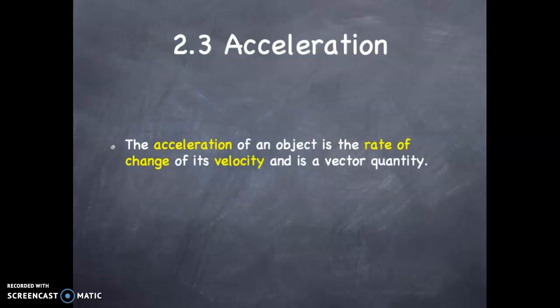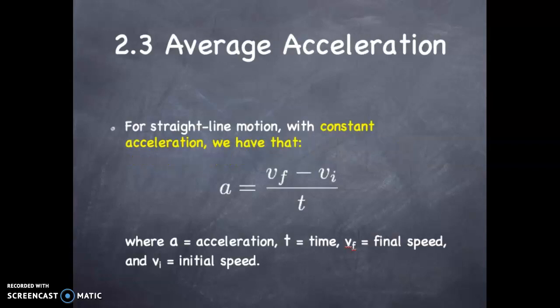Acceleration now. This will be represented by the lowercase letter a in all that we do in this course. The acceleration of an object is the rate of change of its velocity, and it is a vector quantity. Once again, the acceleration of an object is the rate of change of the object's velocity, and it is a vector quantity. Well, now let's see some equations that we can use to relate other quantities to the acceleration.